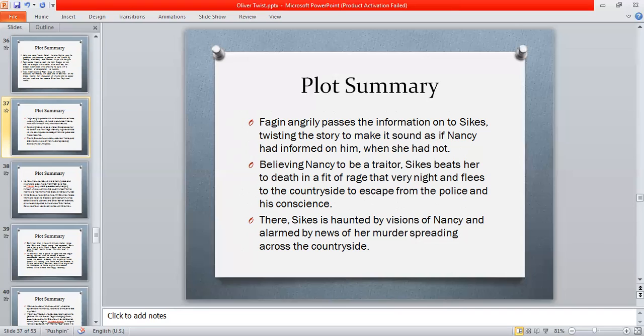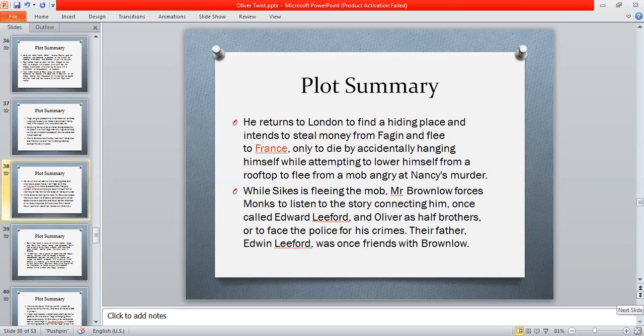There, Sykes is haunted by visions of Nancy, or ghosts of Nancy, and alarmed by news of her murder spreading across the countryside. He returns to London to find a hiding place and intends to steal money from Fagin and flee to France, only to die by accidentally hanging himself while attempting to lower himself from a rooftop to flee from a mob angry at Nancy's murder. Mob means a group of working class people.